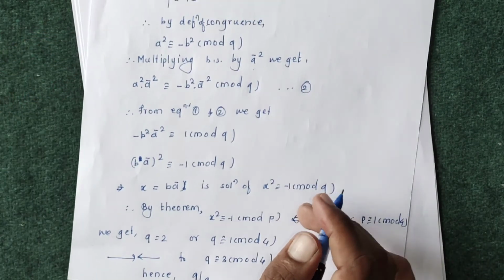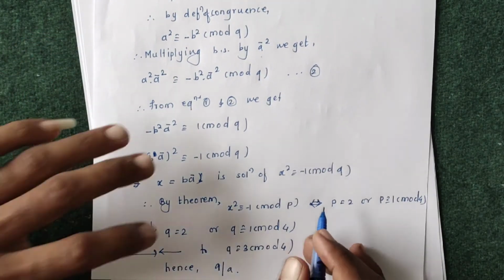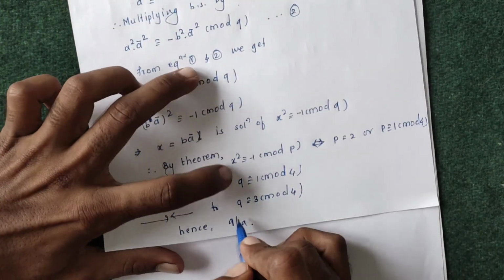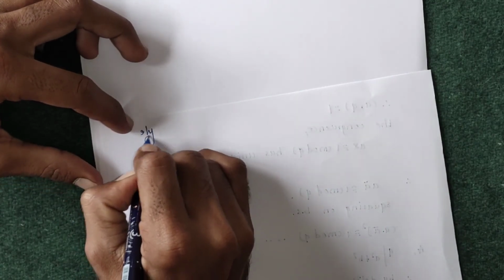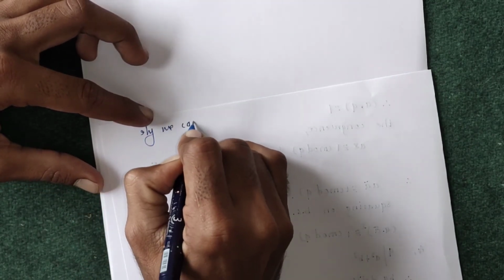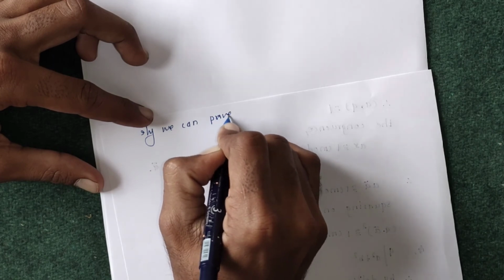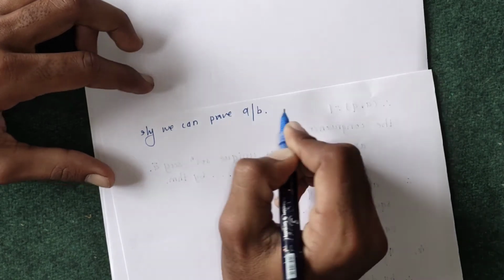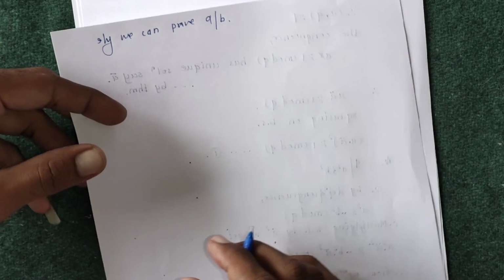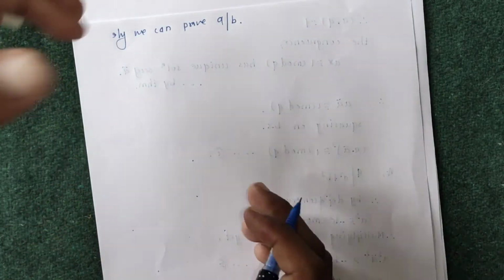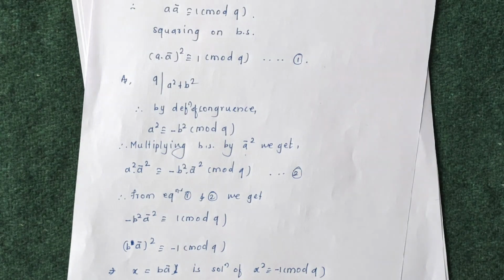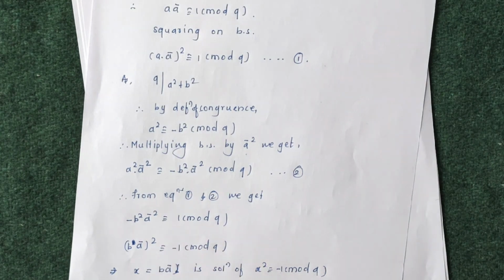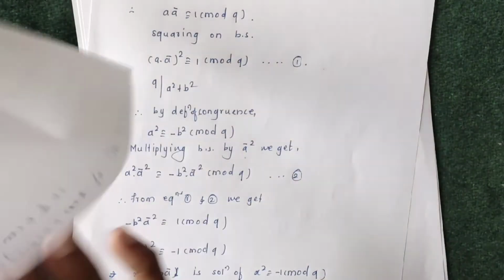Now to prove Q divides B, in a similar manner we can prove that Q divides B. On the contrary, supposing Q doesn't divide B, taking the GCD of Q and B equal to 1 and simplifying in the same manner, we will get Q divides B. Hence, the proof.